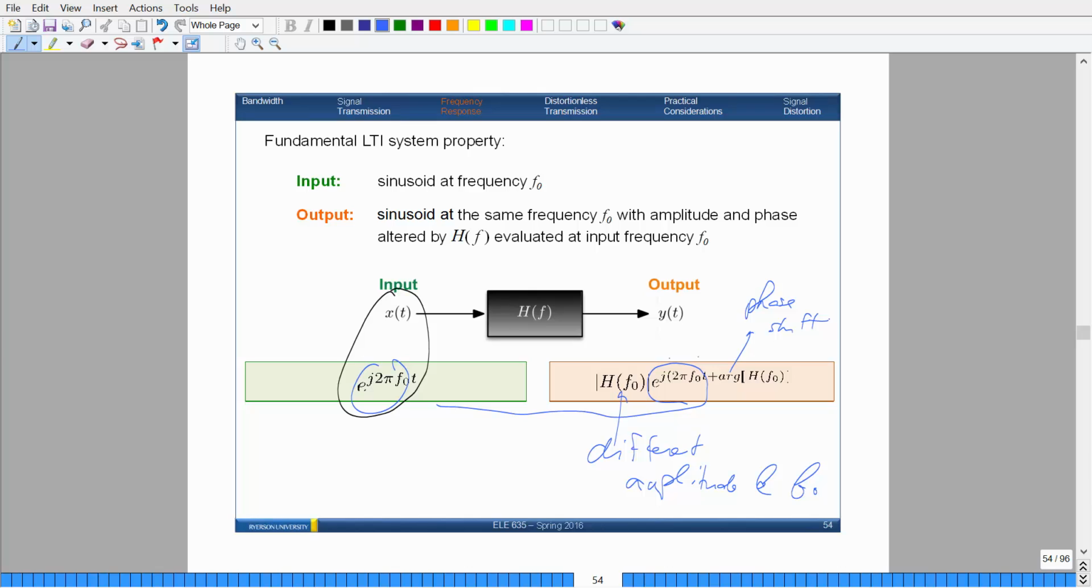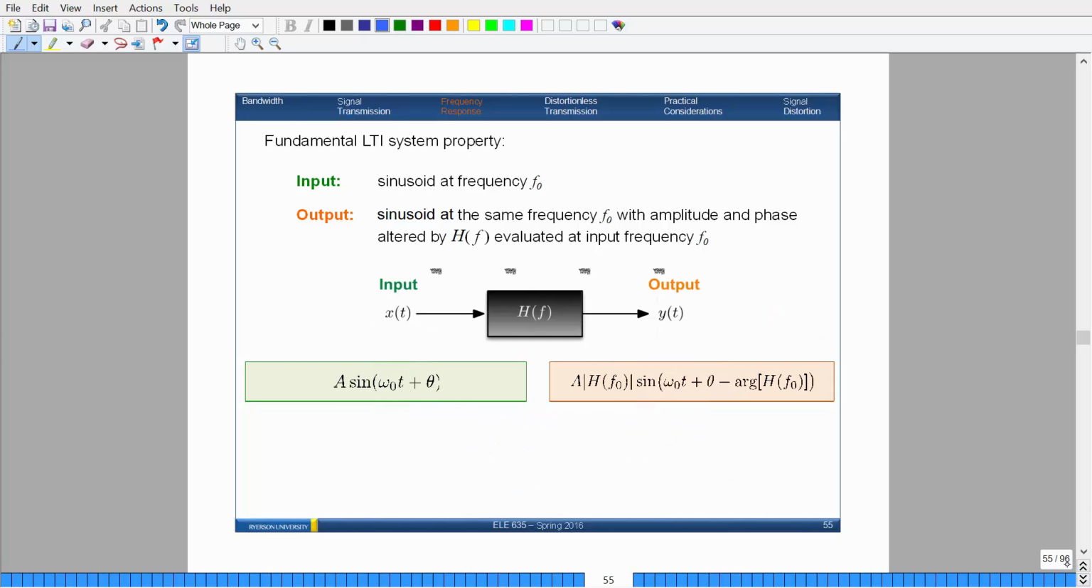So when you put the signal in, the output is going to be a signal of the same frequency, but you might have a different amplitude, and there might be a little bit of a phase shift. Okay? So that's what we have here. Different amplitude, and then you're adding an additional phase on top of what we have here.